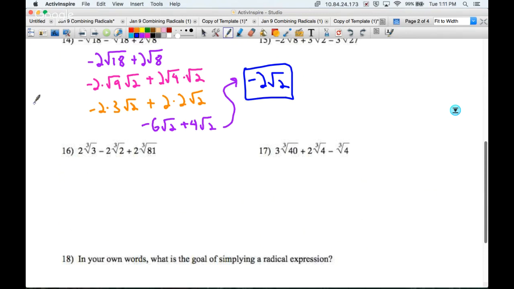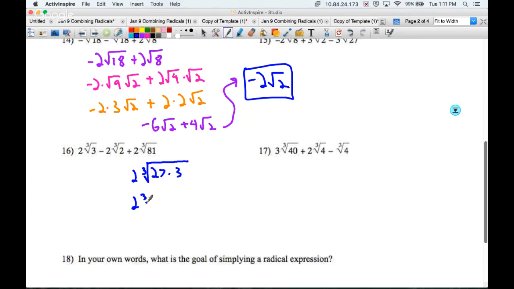Is 81 a perfect cube? No, it's not. Let's see. We got to think of our perfect cubes. 2 cubed is 8. 8 does not fit into 81. 3 cubed is 27. 27 does fit into 81. So I'm going to split that 81 into a 27 times a 3.